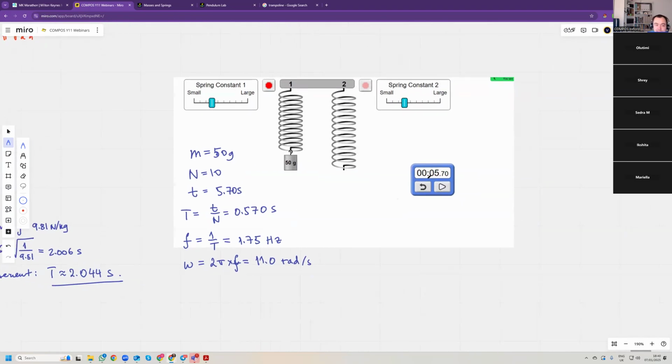Now let's increase the mass to 100 grams. What's your prediction? What will happen to the time period? What do you think? It will decrease. Okay, any other ideas? Decrease. Anyone else?